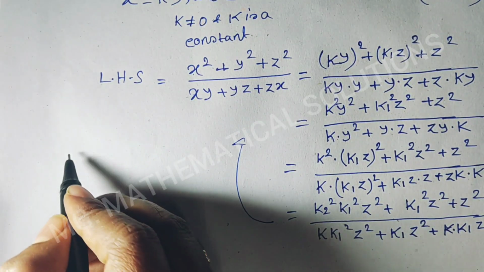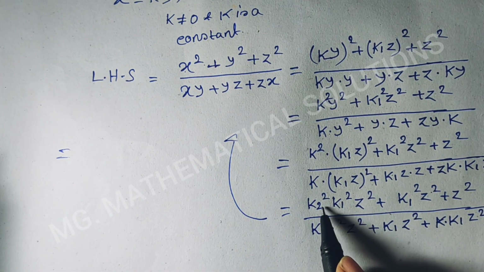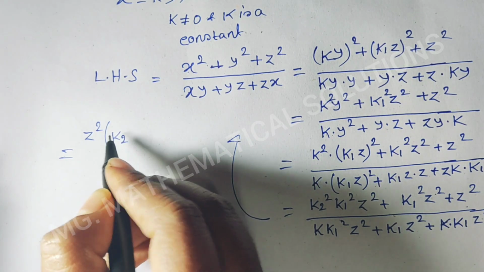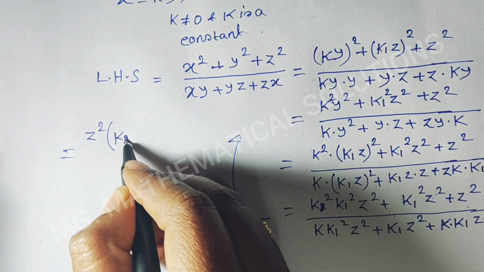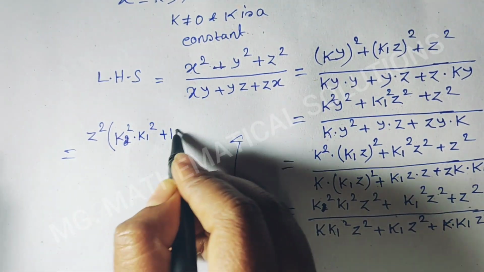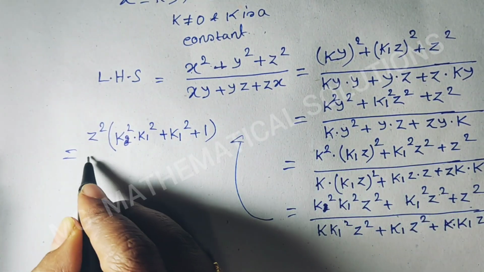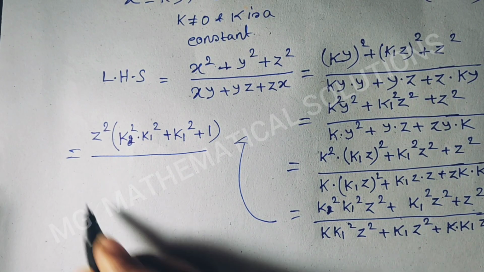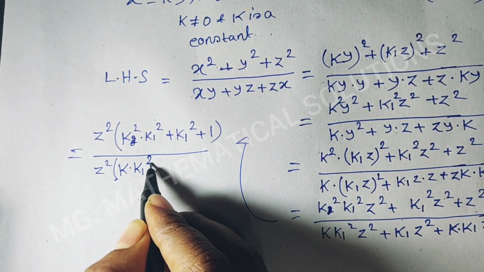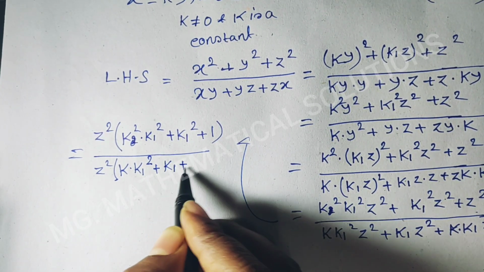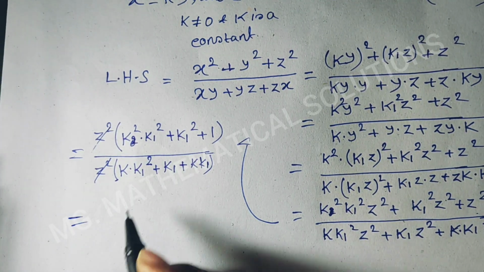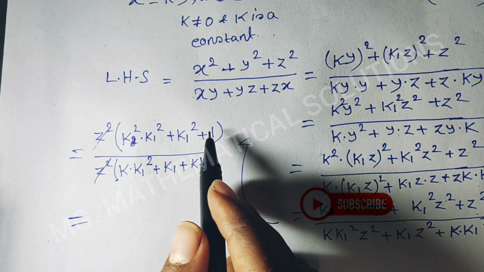Now we take common z square, so k square times k1 square plus k1 square plus 1 over, now we take common z square, so k times k1 square plus k1 plus k times k1. z square cancelled. So this term is a constant part.